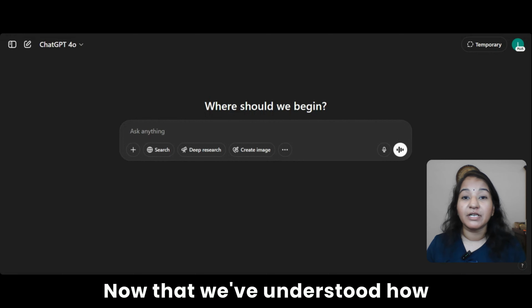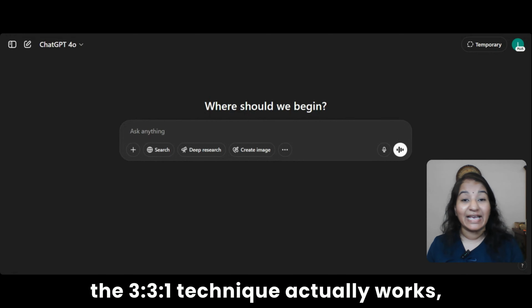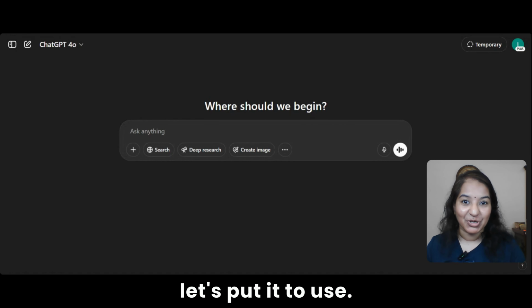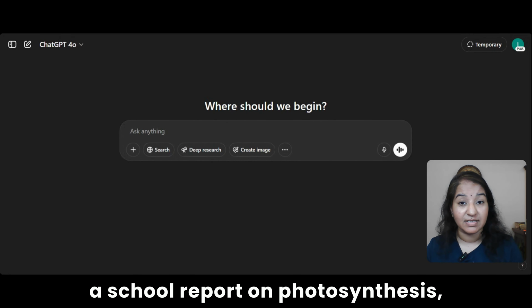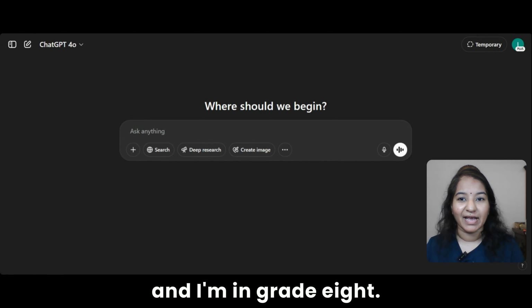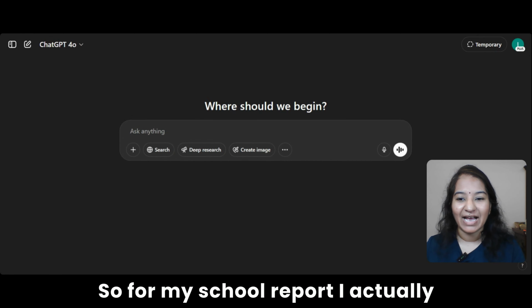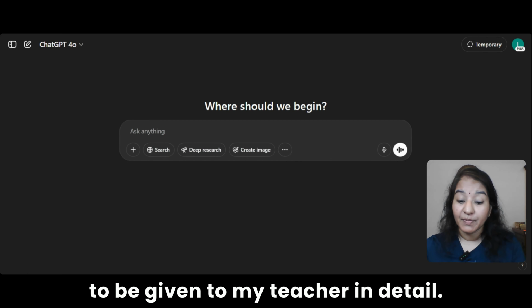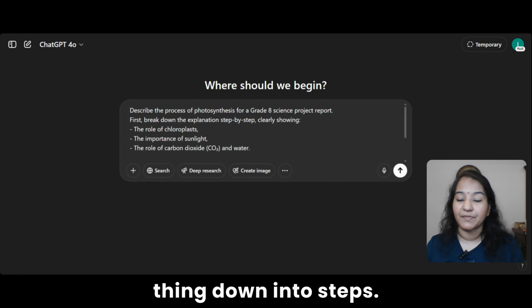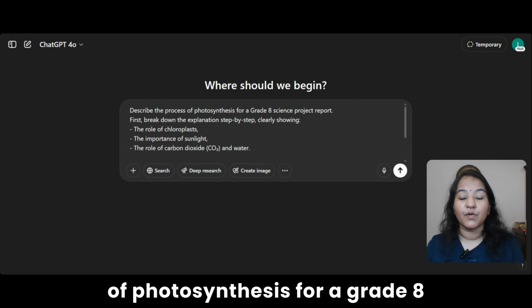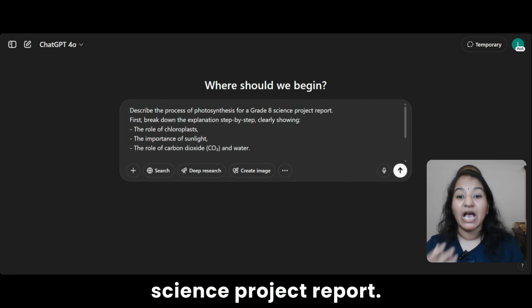Great. Now that we've understood how the 3 plus 3 plus 1 technique actually works, let's put it to use. Let's say I have to write a school report on photosynthesis and I'm in grade 8. For my school report, I actually need something to be given to my teacher in detail. So let's say here I'm breaking the whole thing down into steps. Describe the process of photosynthesis for a grade 8 science project report.